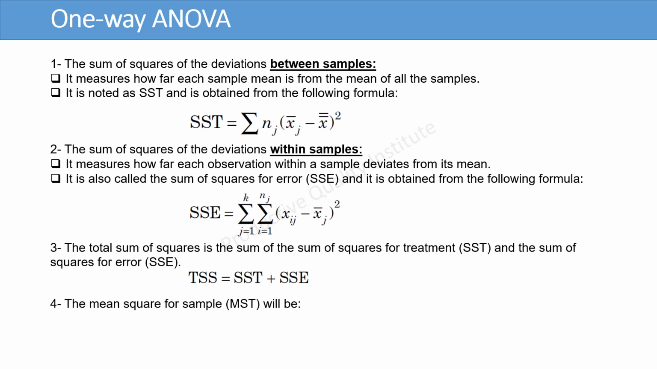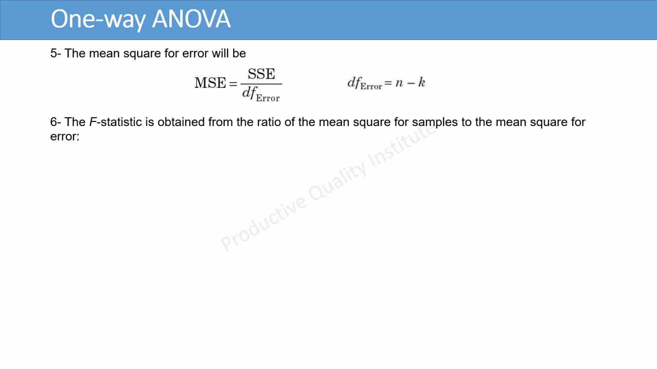4. Calculate the mean square for sample, MST, which is SST divided by DF treatment, which is equal to k minus 1. 5. The mean square for error, MSE, is SSE divided by DF error, which is equal to n minus k. 6. The F statistic is obtained from the ratio of the mean square for samples to the mean square for error. F is equal to MST divided by MSE.